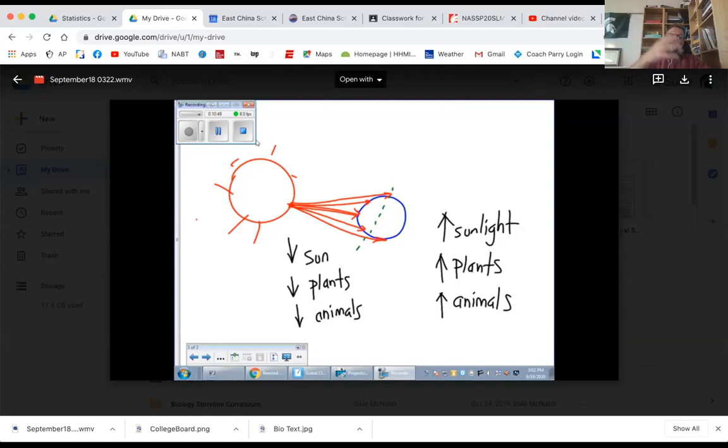Why? Because you have the least amount of energy. But at the equator, you have the most diverse areas. Why? Because you have the most available energy. And it all has to do with the angle of sunlight that the Earth receives. So that is another key feature, another piece of the puzzle that we want you to be familiar with.